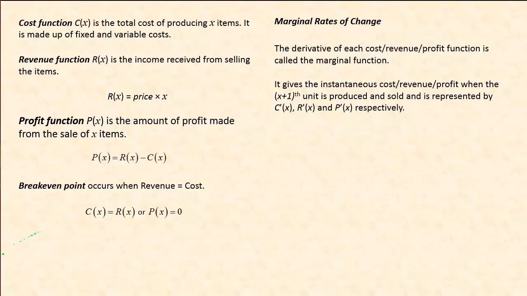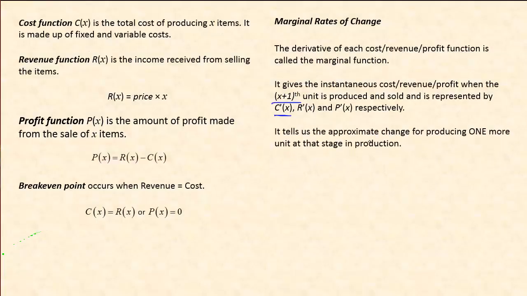So for example, if we use the cost function, it would be the cost of producing the next item. It tells us the approximate change for producing one more unit, so the next item at that stage in production.